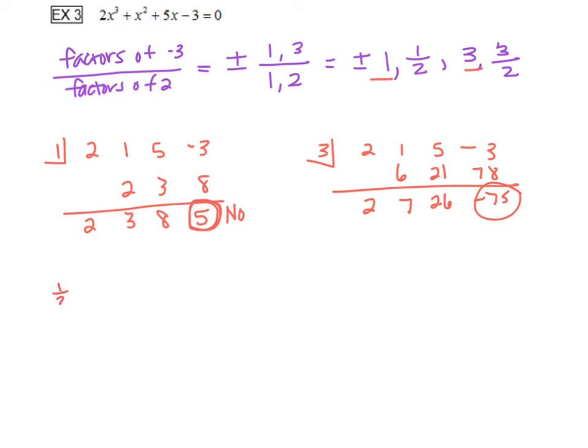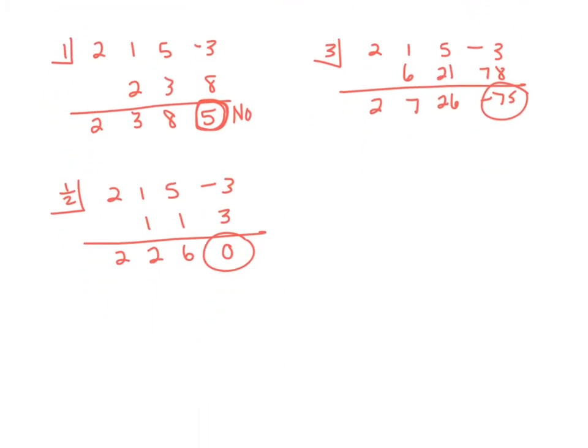We're going to try 1/2, which is the same thing as 0.5. Here are the same coefficients we've been using. So we add down. 2 times 1/2 is 1. Add down. 2 times 1/2 is 1. 5 plus 1 is 6. When you multiply, 6 times 1/2 is 3. Add down. There we go. All right, so we do not have a remainder, which means that we found one of our roots. x equals 1/2. That's one of our answers.